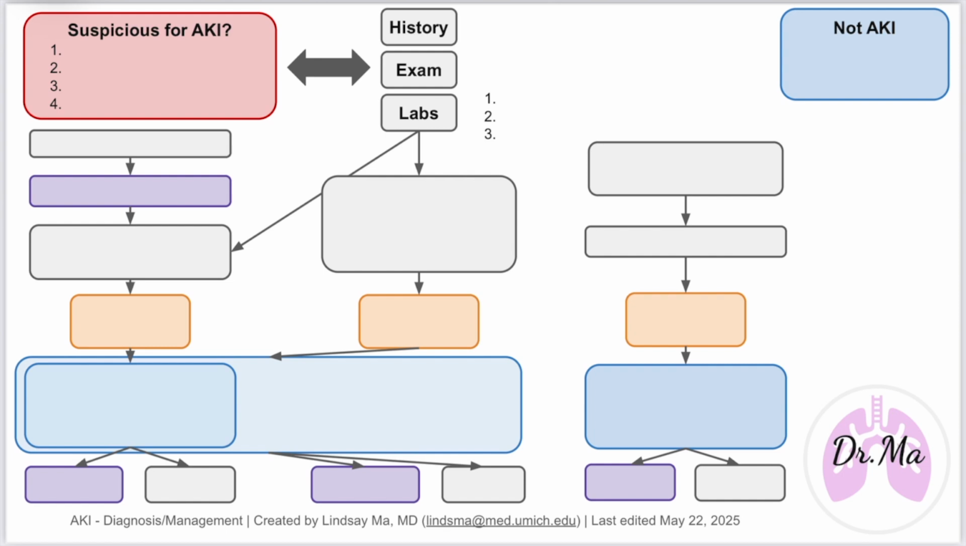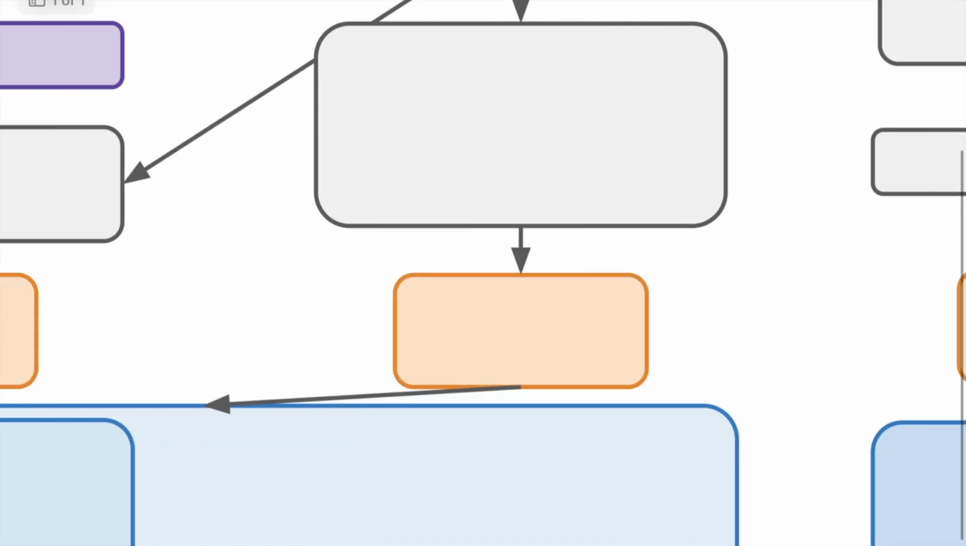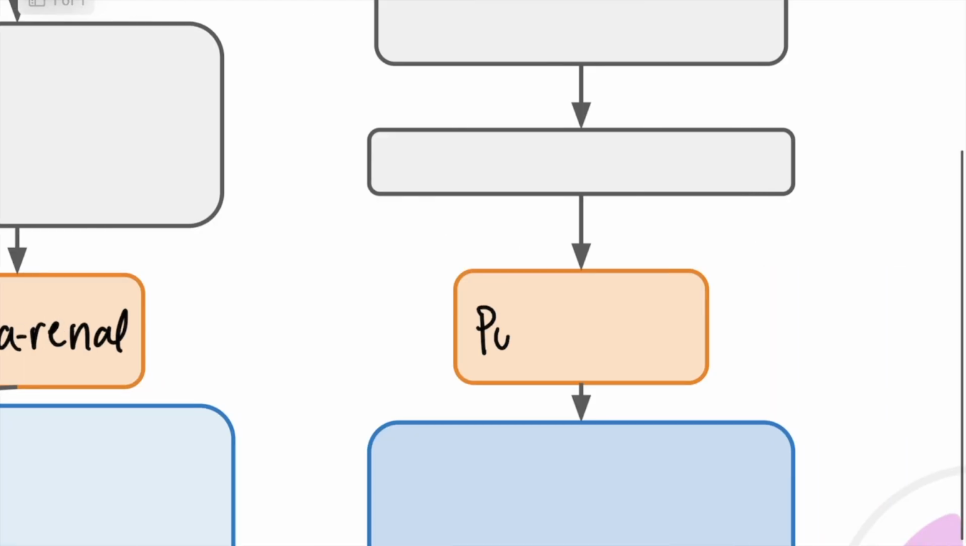To start, let's break down AKI into three buckets, as this will help form the framework for how we diagnose and treat AKI. The first bucket would be pre-renal. The second bucket is intrarenal. And the third bucket is post-renal.